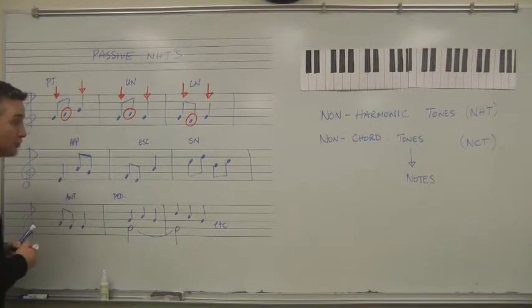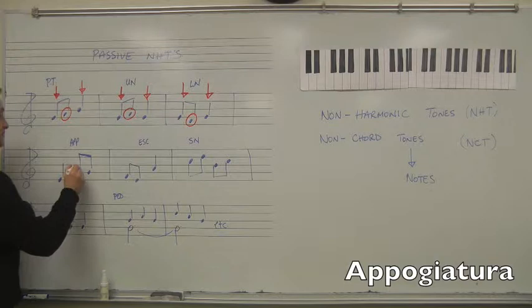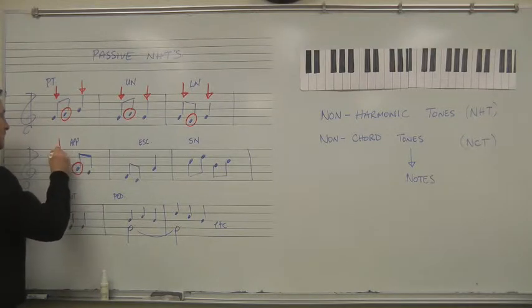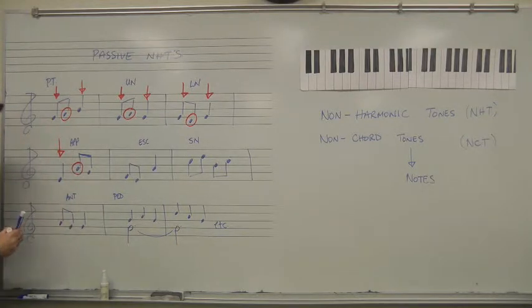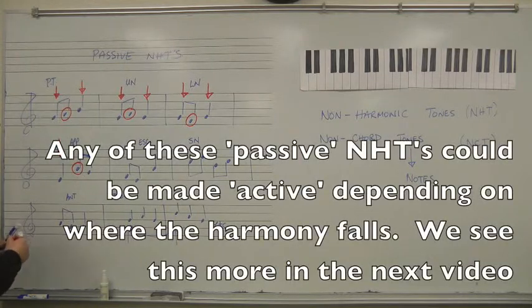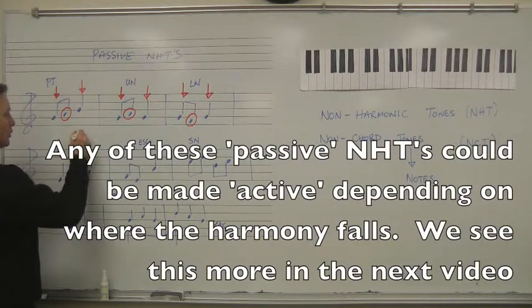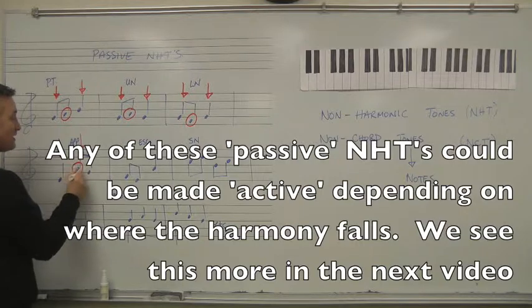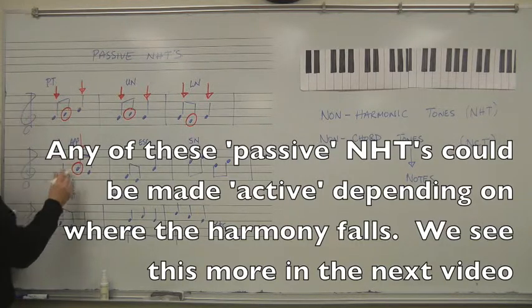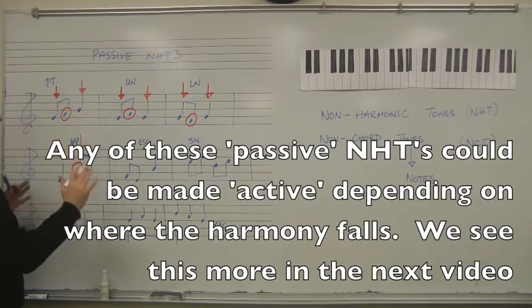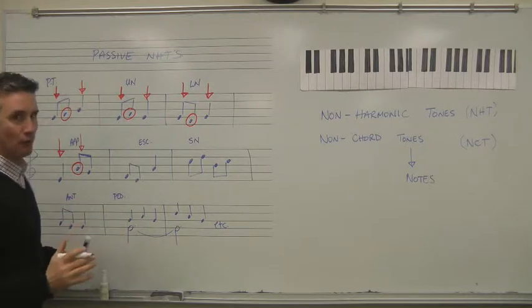The appoggiatura is, this is the non-harmonic tone, the harmony is here. In this case it can be a little more active, because the harmony might occur here, in which case you've got a kind of clash that needs to be resolved. So this is where this idea of passive and active gets a little blurred sometimes.